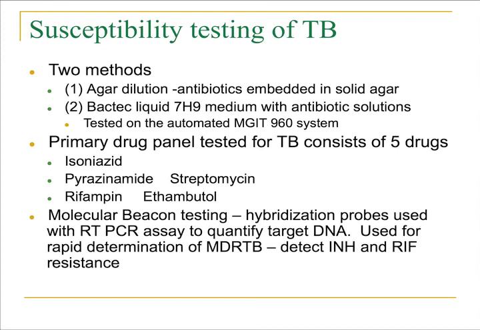Besides doing this type of primary drug testing, sometimes it is very important to have extremely rapid results because you might have a high-risk patient for having a very resistant organism. There's such things called molecular beacon testing, which are using hybridization probes with RT-PCR that can quantify target DNA. These are used for rapid determination of multi-drug resistant TB and can detect INH and rifampin resistance very rapidly. This is used mostly by some of the public health departments to help rapidly spot if we have a multi-drug resistant TB patient.